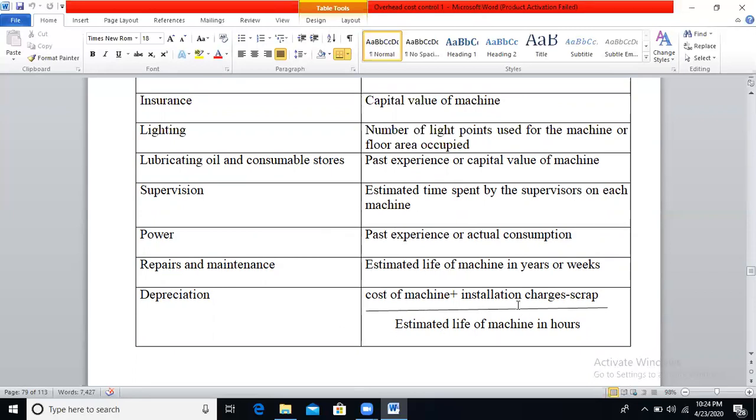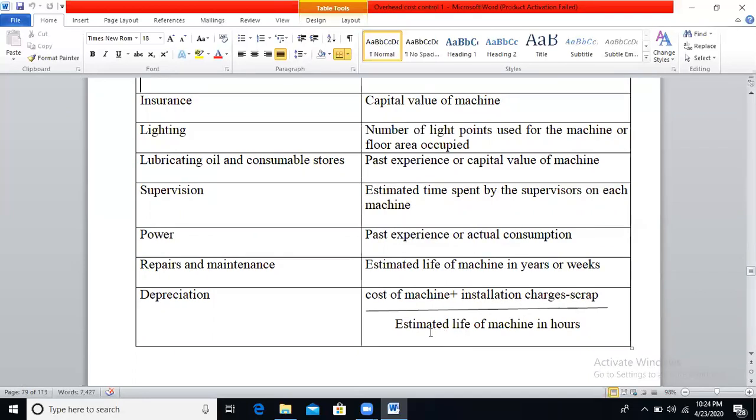Depreciation. Here depreciation should be calculated using this formula only. The formula will be cost of machine plus installation charges. If you are having any transportation expenses also, you should add here. So cost of machine plus installation charges plus transportation expenses minus scrap, divided by estimated life of machine in hours you should consider. If you calculate using this formula, you will get depreciation value.